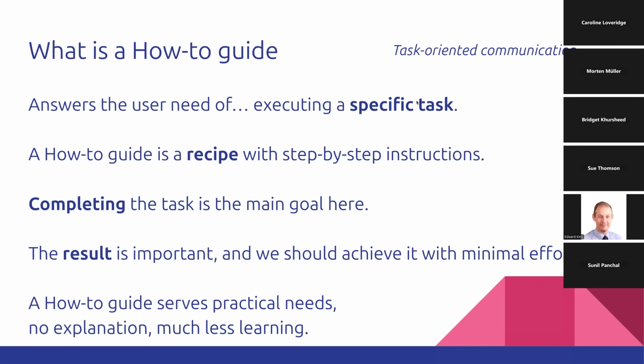Let's move on to the how-to guide. Basically, a how-to guide is task-oriented communication. What we're trying to solve here is a user need of actually accomplishing something practical. They have some assignments, some tasks, some problem to solve, and we have a specific how-to guide on how to do just that. And that practicality of the communication must be prioritized here, as in it must be a recipe, a step-by-step instruction on how to achieve the practical goal. Usually the goal is in the title of the how-to guide. So completing the task at hand is the goal here.